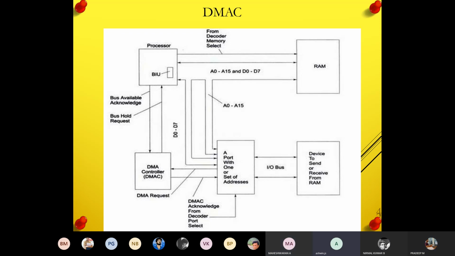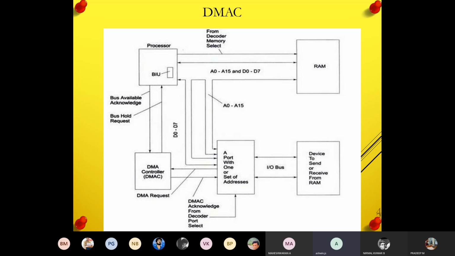So here the DMA is requesting first. After that, that request will be given to the processor. Why? Because I want to access the bus, so I am asking permission from the processor. That signal is nothing but the bus hold request. I'm going to access the bus, so you just hold it. You don't do any operation on the bus. I will use it. Once the processor accepts, it will give the acknowledgement, that is the bus available acknowledgement. Okay, now the bus is available.